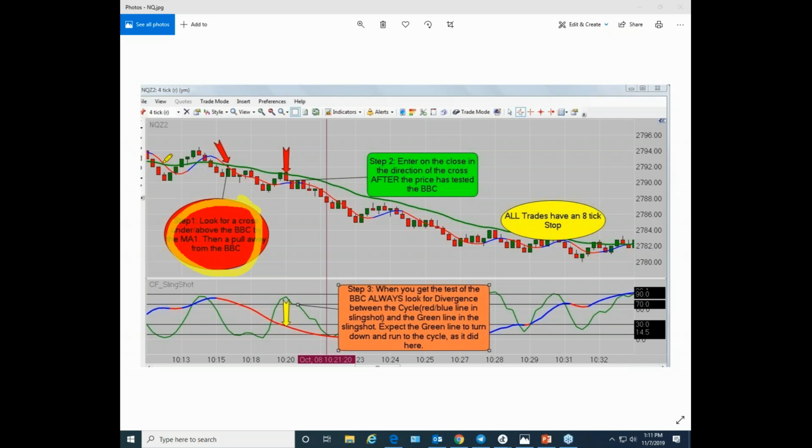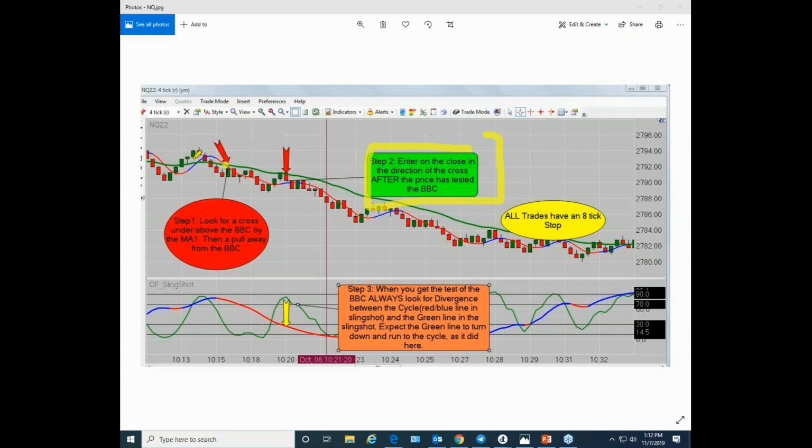If the MA1 is red and crossing the BBC, that's the bearish cross. If the MA1 is blue and crossing the BBC, that's the bullish cross. The one that's highlighted here is a bearish cross, and the reason is that the MA1 is red. So at this point in the game, you're looking for shorting opportunities, because that leads us into step number 2.